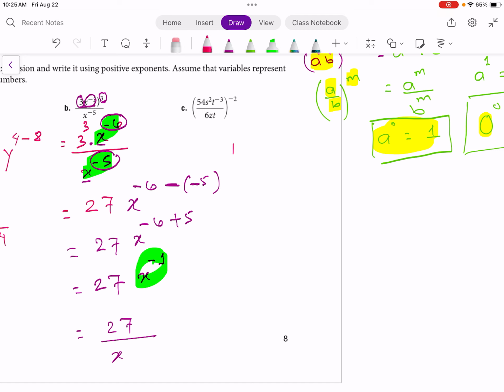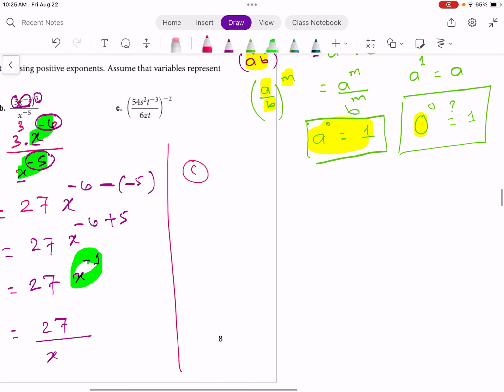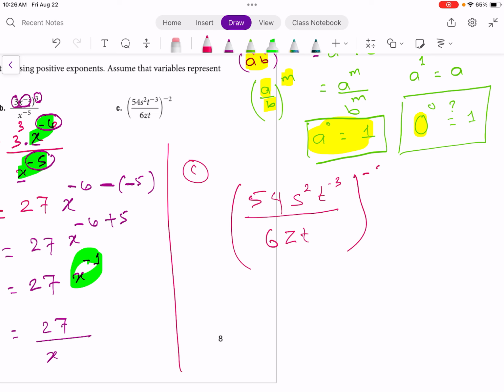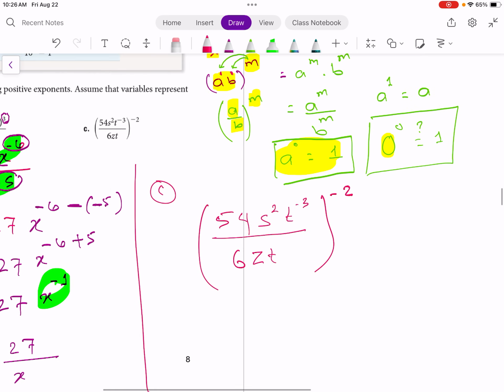Okay, so for part C, we have 54 times s square t to the power minus 3 divided by 6 gt, and whole power -2. Now this -2 is the exponent for every term inside this parenthesis. Before you distribute, make sure to check whether your numerator is in a product form or not.